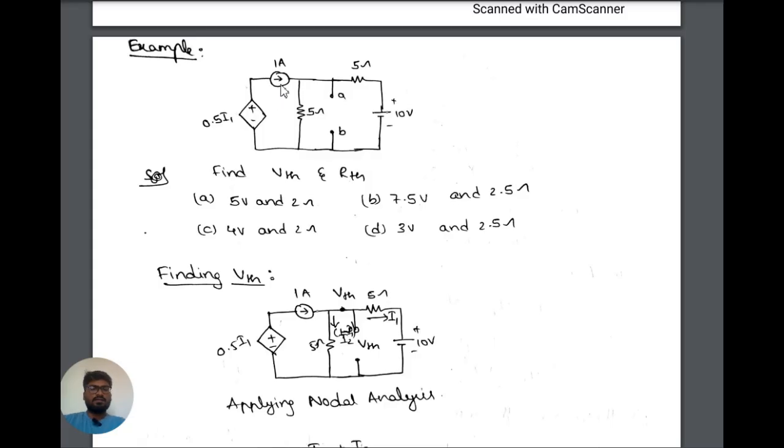Here there are two independent sources and one dependent source. This source is a dependent source. This I1 is the current on this branch. I forgot to mention that this is the current through this branch, the 5 ohm resistor branch. So what are the VTH and RTH values?